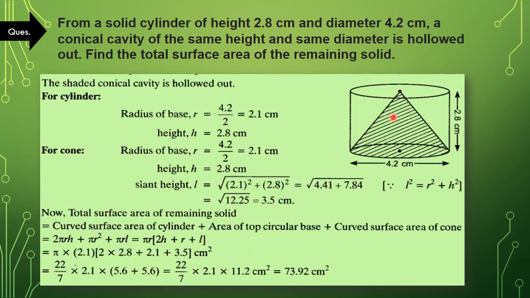Now if we want to calculate total surface area of the remaining solid, what is the visible portion? You can observe the curved surface area of cylinder is visible, plus area of this top circular base is visible, and you can observe this cut out portion which is hollowed out. So this portion is also visible, which is curved surface area of cone. So in this case also we are going to add all these areas, that is 2 pi r h plus pi r square plus pi r l. Here we can do one thing, we can take pi and r as common and then later on substitute the values. After solving we will get it as 73.92 centimeter square. I hope this is clear to you.